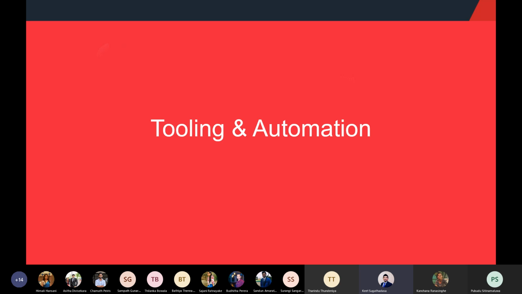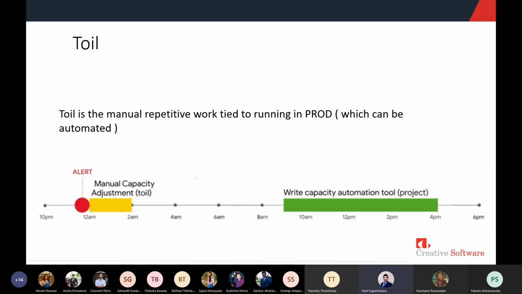And then this is also an important concept when it comes to SRE: tooling and automation. So I talked about the concept of toil. Toil is actually the manual, repetitive work tied to running in production, which can also be automated. So for example, let's say I look at the production system early in the morning and I collect some numbers, and I send an email to the engineering managers. I do this every day. It takes around 2 hours of my morning time.